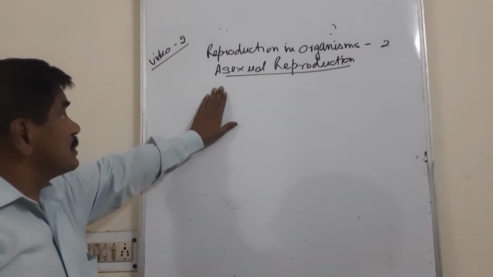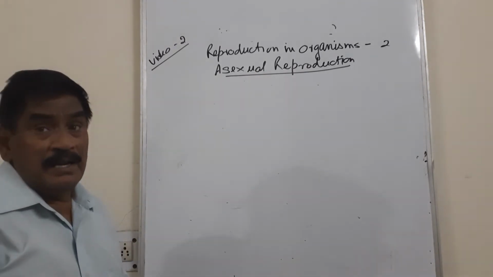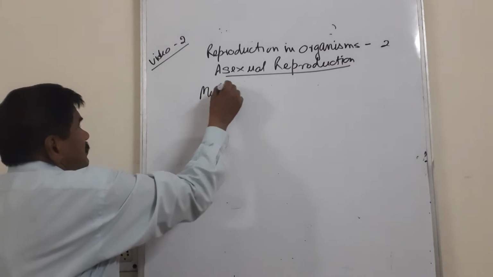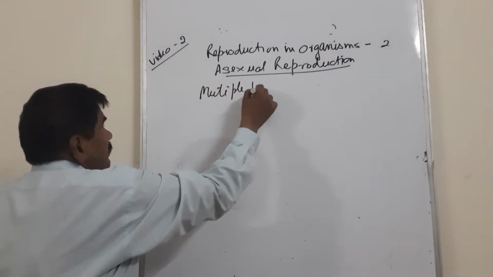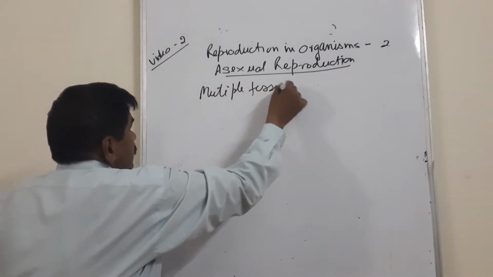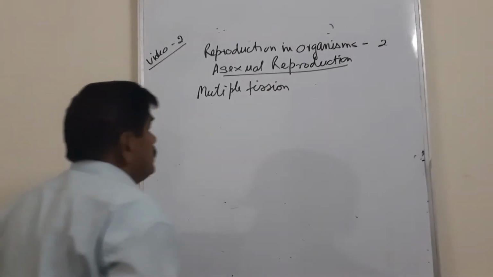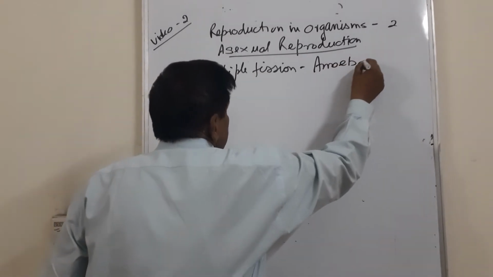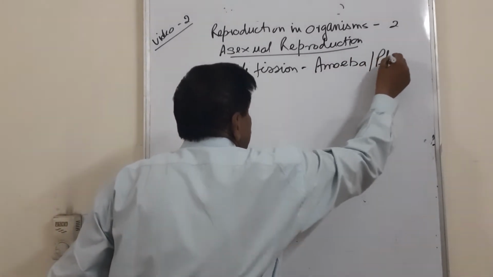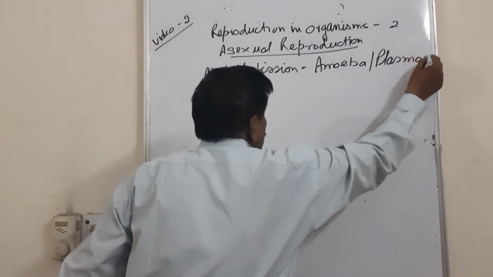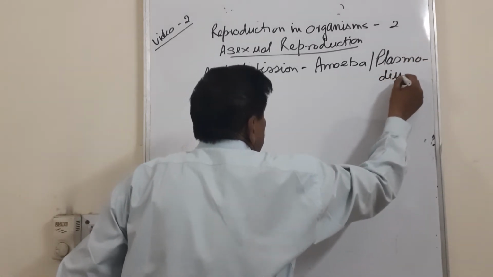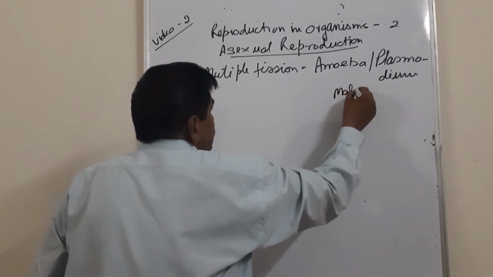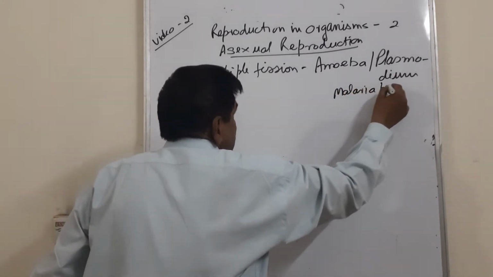Now, in continuation to asexual reproduction, we have to go through multiple fission. The common examples are amoeba and Plasmodium. Plasmodium is the malaria parasite.